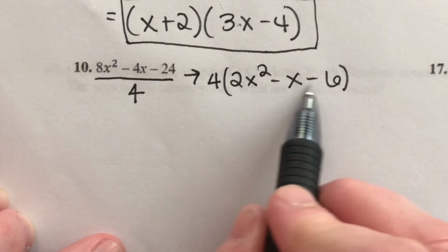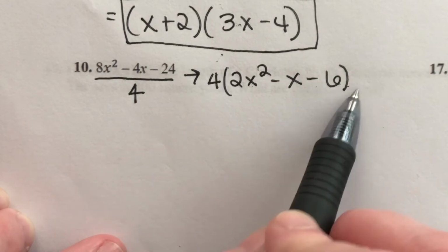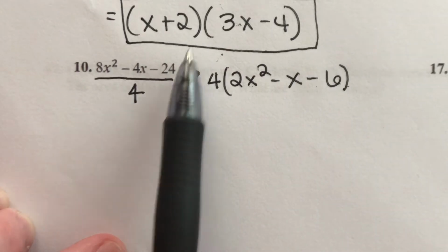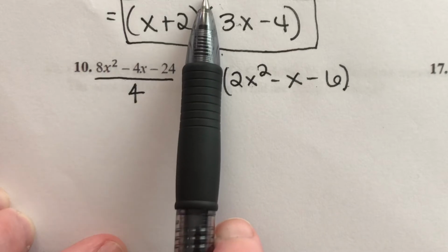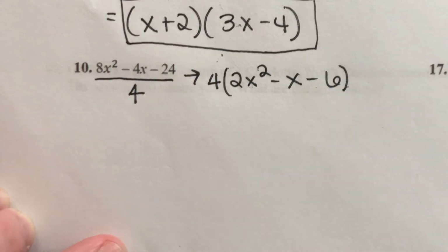Okay, so here's the new trinomial. I'm going to ignore this 4 for a second. It's part of my final answer, so I need to make sure it's in the final answer, but I'm not using it for anything since it's outside parentheses. I'm just going to focus on this trinomial in here for a minute, okay?